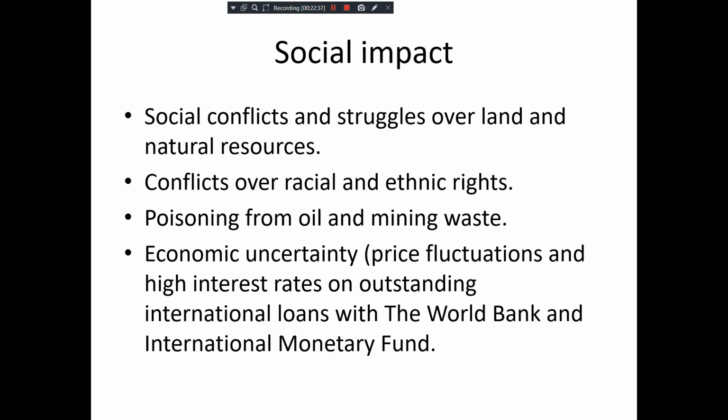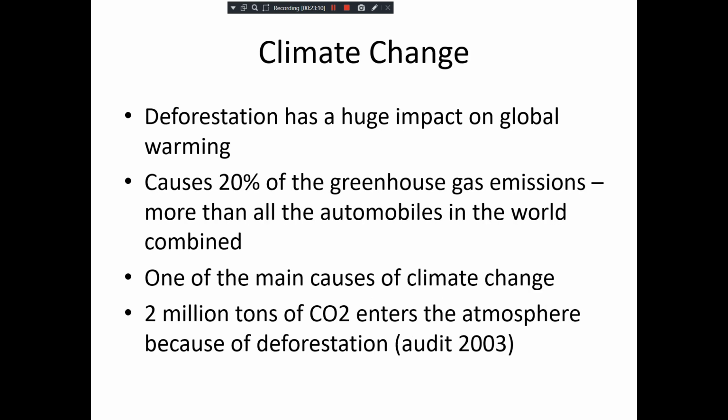So conflicts over racial and ethnic rights, which you might have seen or heard or read in the newspaper. Especially this is happening in the northeastern belt, because there are many ethnic communities. They are fighting among themselves for rights over the forest and all those things. Then more and more poisoning from oil and mining waste. Then economic uncertainty because of price fluctuations, high interest rates, all those things are the social impact.